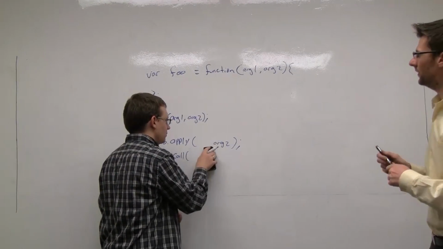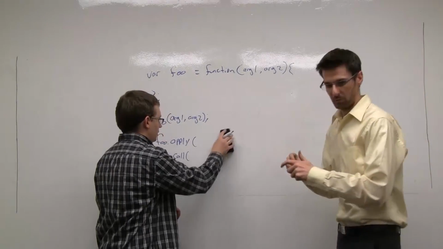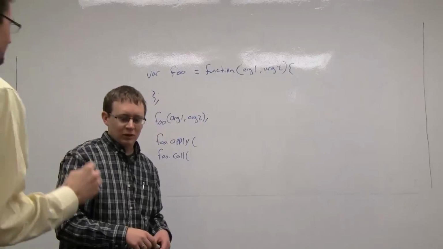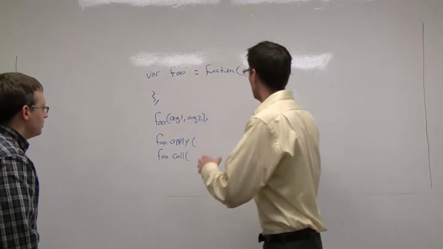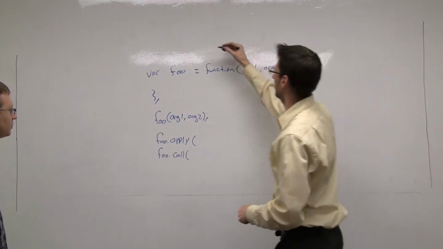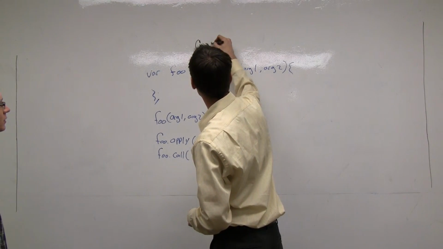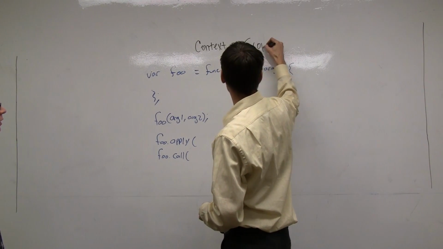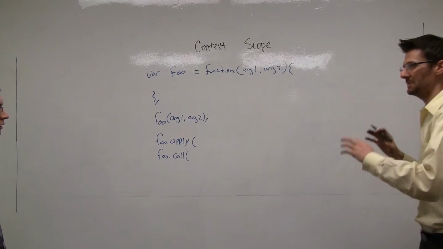Correct. So there's 2 things we want to focus on. What we want to explain here are 2 things. We're going to explain context and we're going to explain scope. These are very important things and they need to be understood.